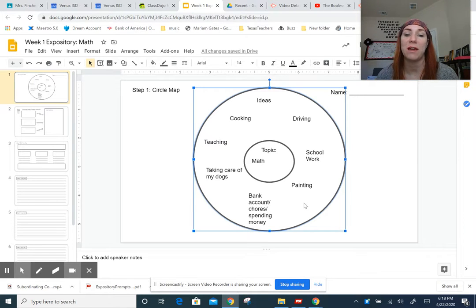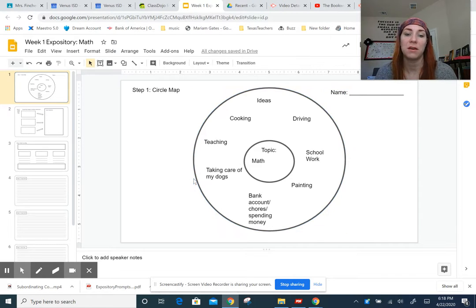So at this point, I've got some good ideas here. I need to pick one thing that I know that I can really write about, and I can have several ideas. I'm seeing cooking is a good one. Teaching is a good one. I want to kind of pick one that might be different than what y'all do. So I'm probably going to pick teaching.